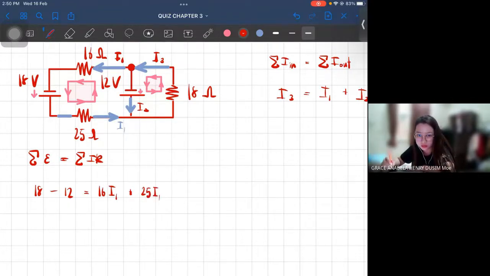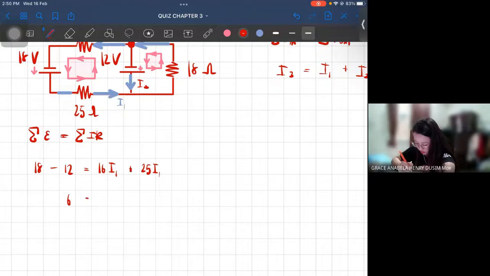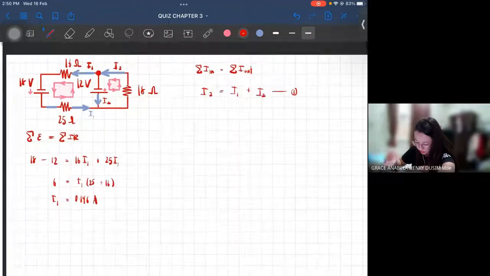Okay, boleh? Boleh. Okay, so ini dia jadi 6. This is I1, 25 plus 16. So you'll have I1 equal to 0.146 ampere. Okay, so that is loop 1.